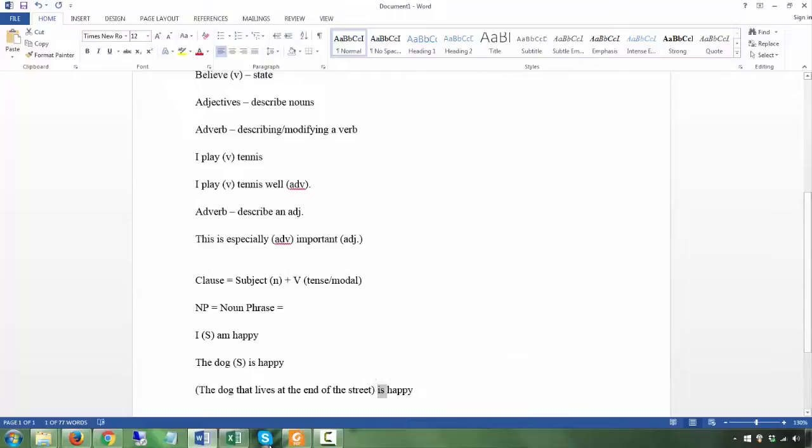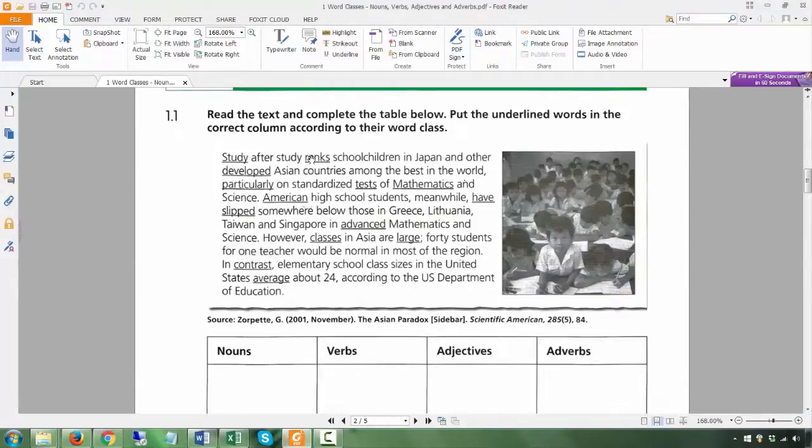So that whole study after study is the subject, and it has to be a noun because, in the beginning of a sentence before the verb, it's most likely going to be a noun. And so this study is a noun. It doesn't mean the action of studying. It means the study. All right, and I'm going to go to the dictionary so you can clearly see what study as a noun means.